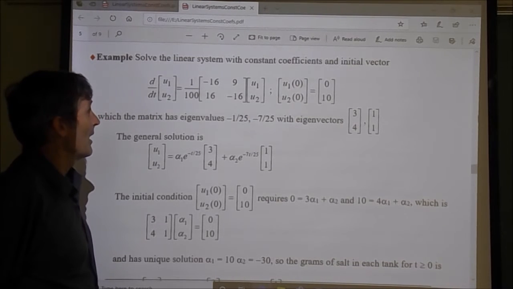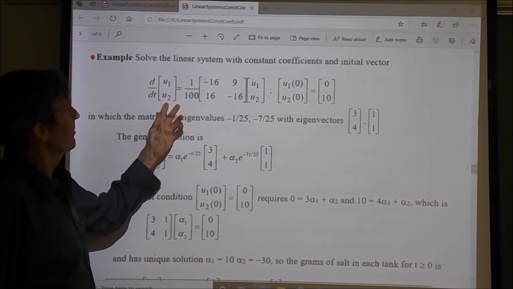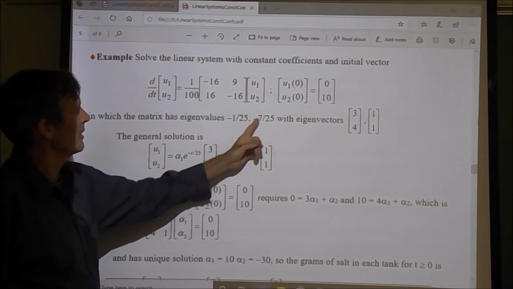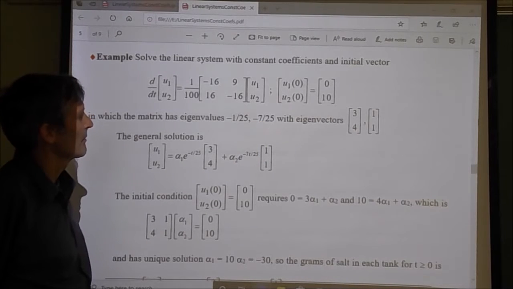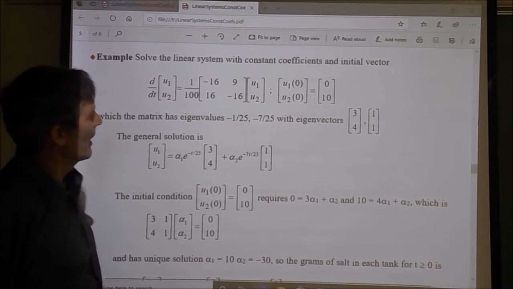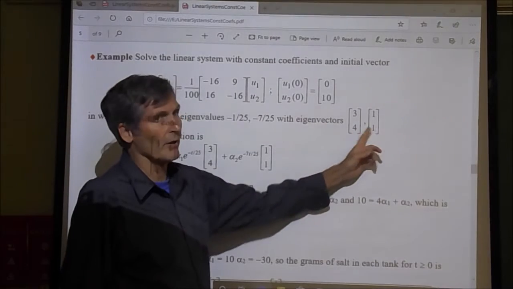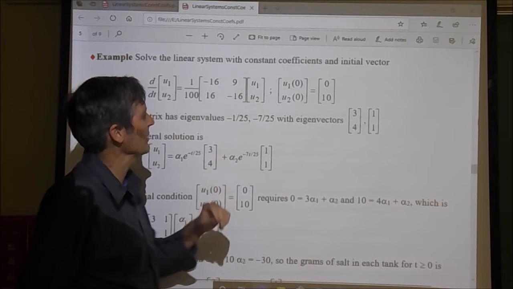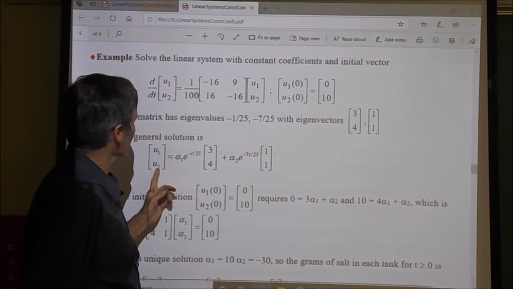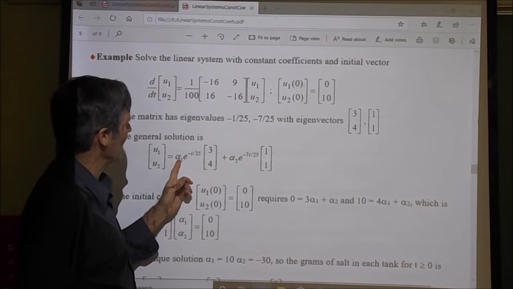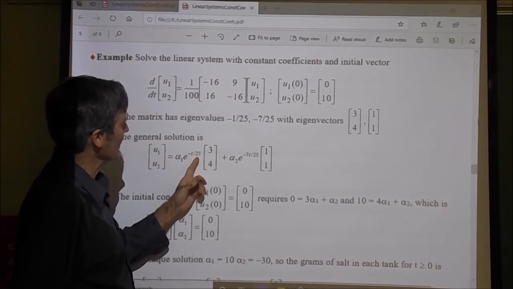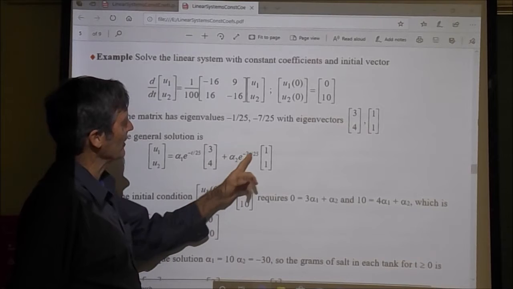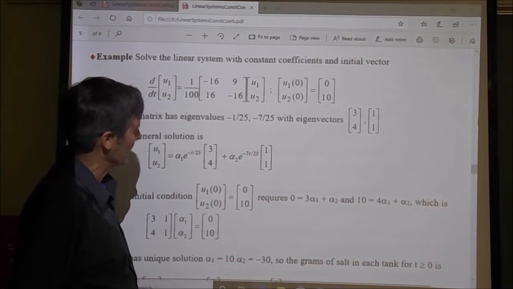We said last time that if we had a first order system where the matrix had distinct real eigenvalues, then the eigenvectors are always independent. Eigenvectors for distinct eigenvalues are always independent, and you can immediately write down the solution as a constant times e to the eigenvalue t, first eigenvector plus constant times e to the eigenvalue t, second eigenvector.